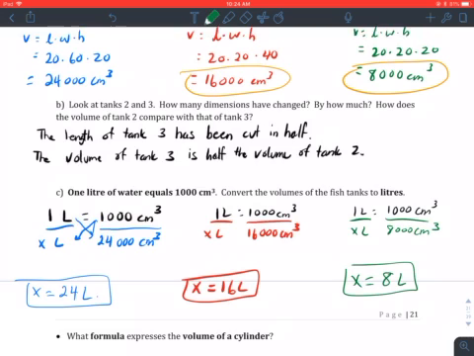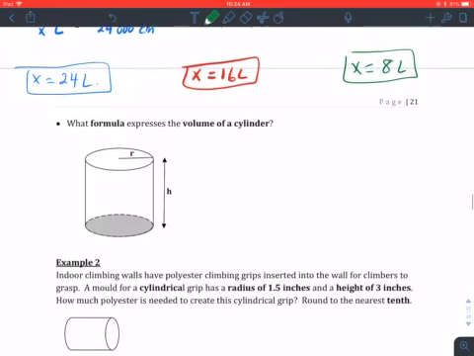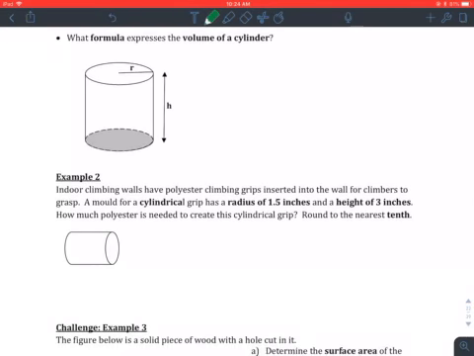So we can compare the dimensions and have an idea of what the volume is going to be. Okay, so that would be a rectangular prism.